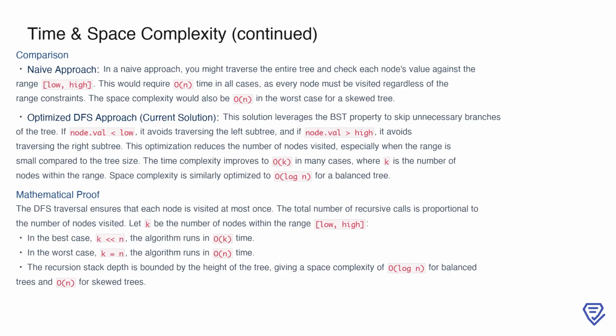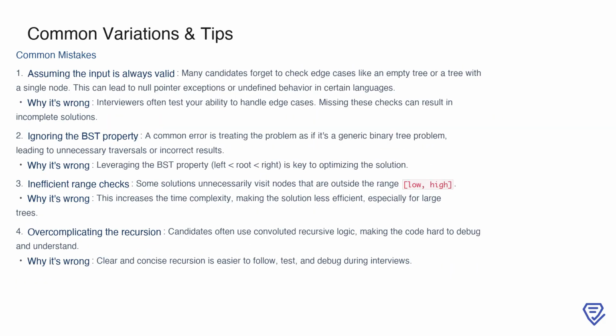When solving this problem, there are a few common mistakes that can trip up candidates. One is assuming that the input is always valid. For instance, you might encounter an empty tree or a tree with just a single node. Failing to account for these edge cases can lead to null pointer exceptions or undefined behavior in some languages. This is a key area interviewers look at to test your thoroughness.